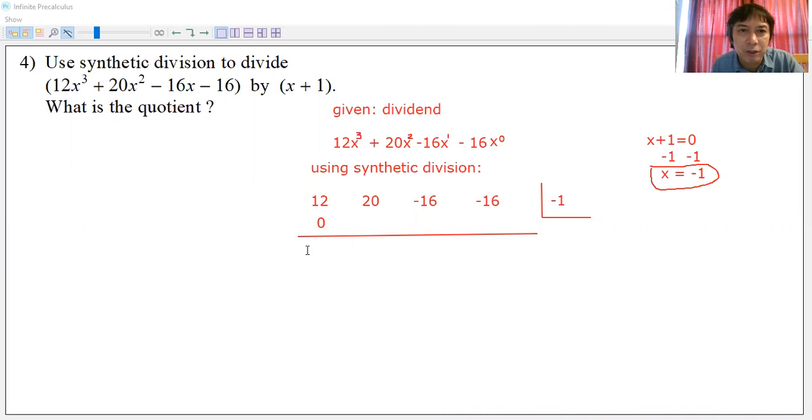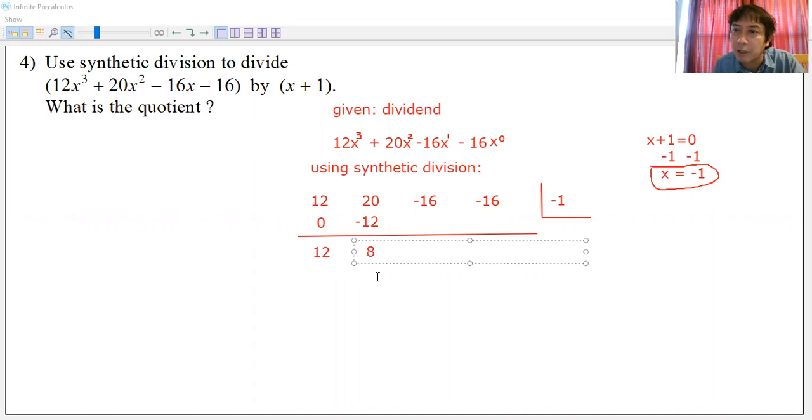So the first step here is to add the 12 and the 0. So that will be 12. Okay. Then 12 times negative 1, the trial divisor, gives a negative 12. And that resulting multiplication, the product, negative 12, will be written the next column below the 20. So here you write the negative 12 there. Okay. All right, there.